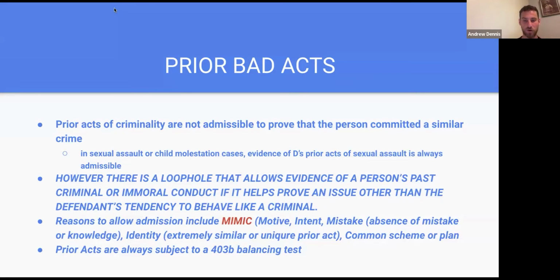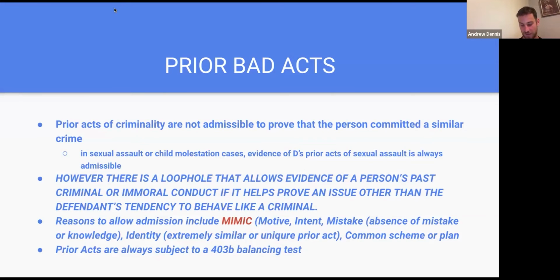These are the things: motive, intent, mistake or lack of mistake, identity, or common scheme or plan. The one that Rob was so happy his wife would be proud of him for was lack of mistake. They had done something one way before and now they're trying to say, oh, we made a mistake. And it's like, no, you've done this special accounting maneuver 7 times in the past. You can't say that you did it accidentally this time.